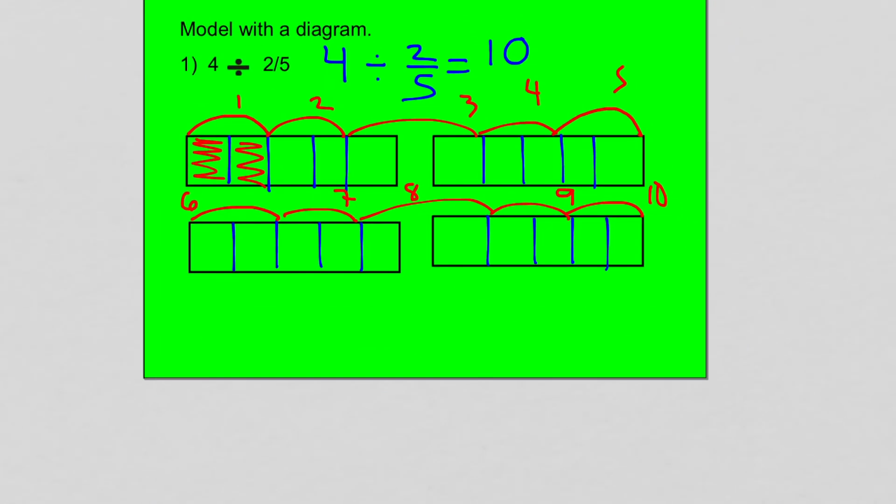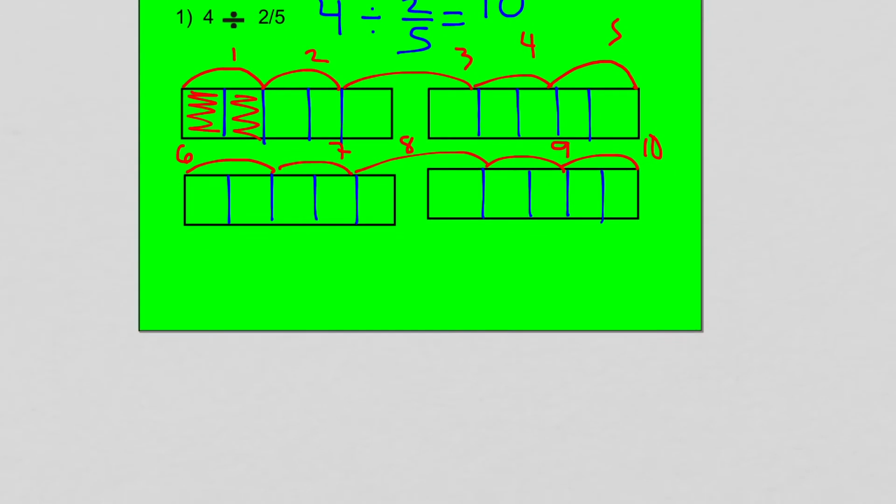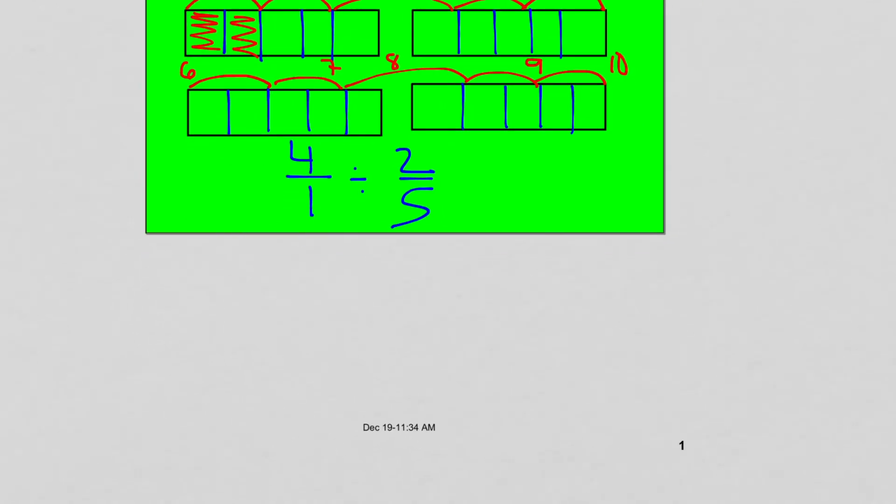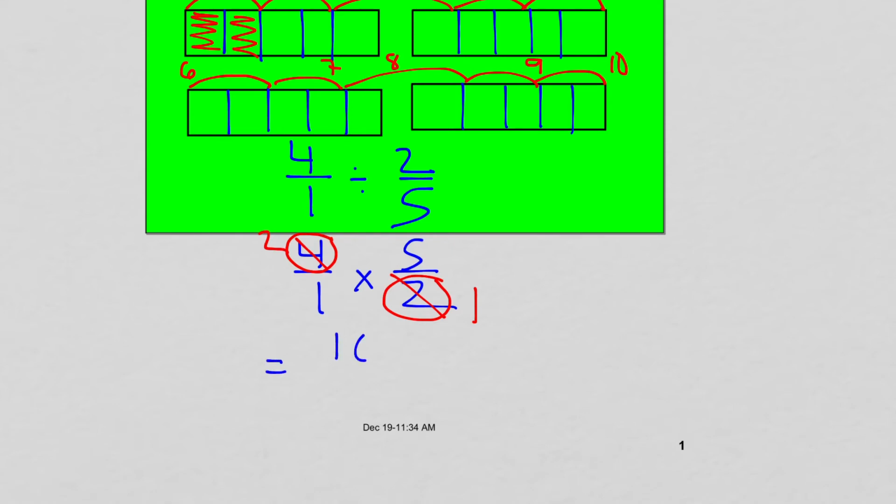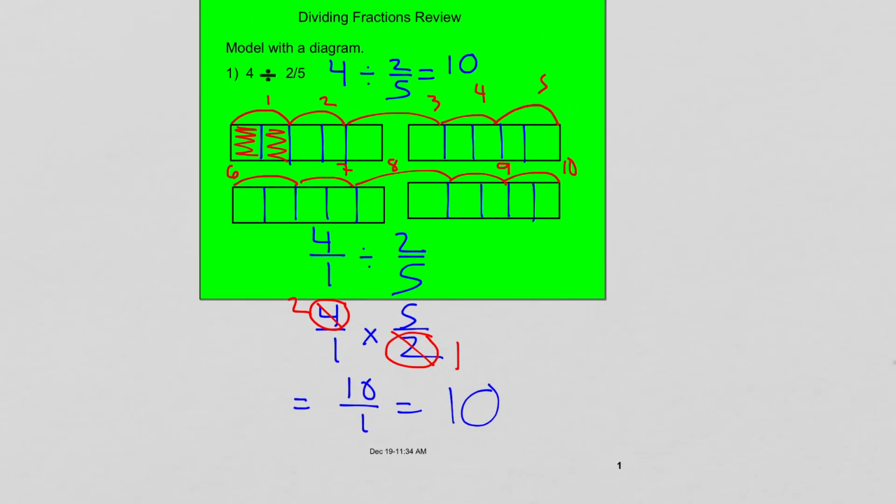And of course, we could check that by keep, change, flip, right? If we did 4 over 1 divided by 2 over 5, we would have 4 over 1 times 5 over 2. We could simplify our diagonals by dividing them by 2, and we would get 10 over 1, which is 10. So you have to be able to do both, right? You have to be able to draw a diagram. You have to be able to do keep, change, flip.